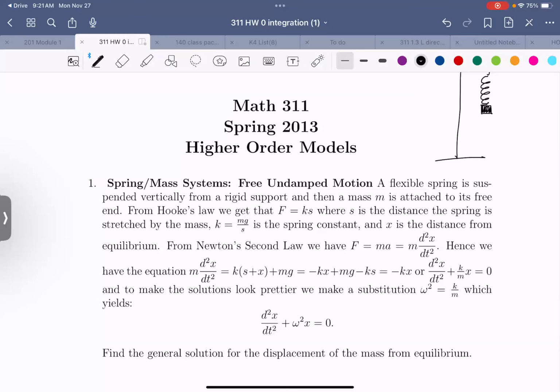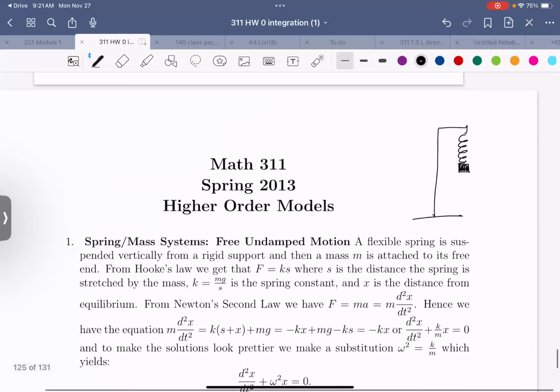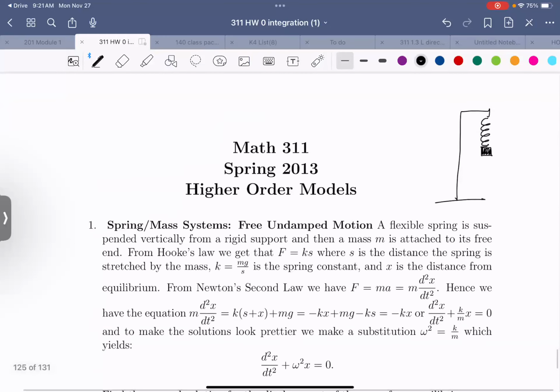So free undamped motion means that there is no friction here. So you're placing this in a vacuum, so there's no air resistance. So when you pull that spring, the spring is the only thing acting on it, right? The spring and gravity. So the spring is going to pull it up while gravity is going to pull it down, and they're going to act in opposition. And you're going to get a mass that moves, and it's going to continue to move forever and ever, and we get oscillatory behavior here.